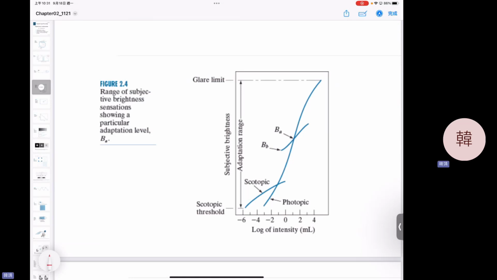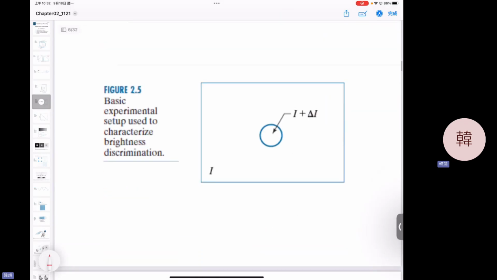They have done some experiments on your eyes. This is the photopic region. Actually, you can only observe with your rods the brightness around this area. So the cone vision has some limitation. You can see something, but when the background changes, the light changes, you cannot observe it. What's the difference? So they have done this experiment.